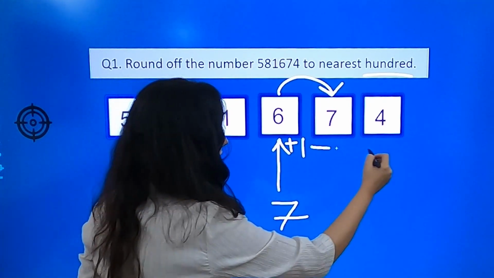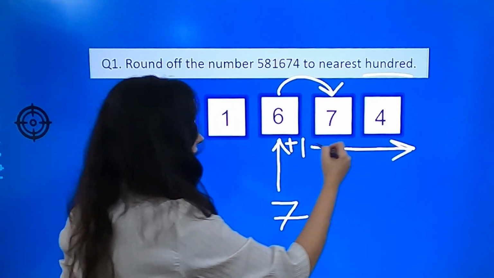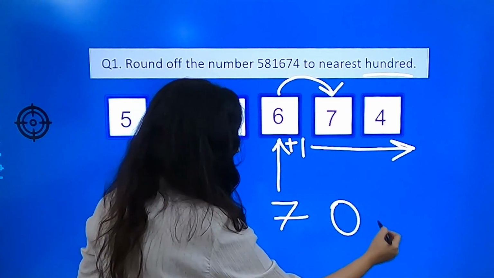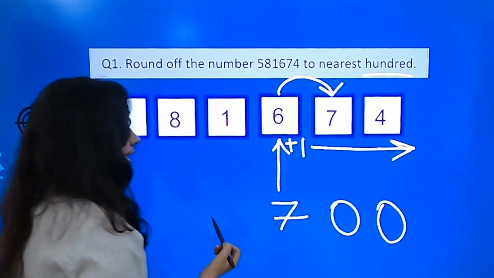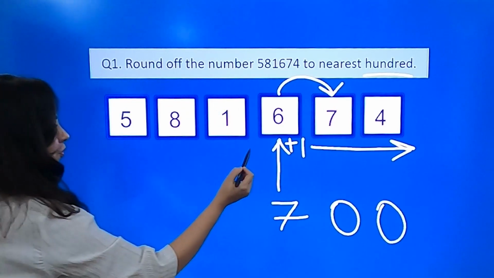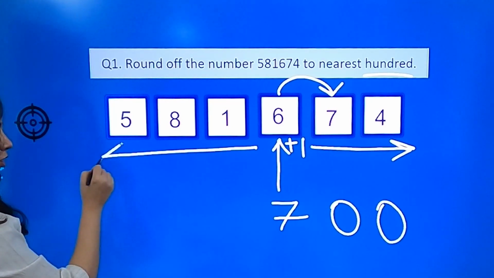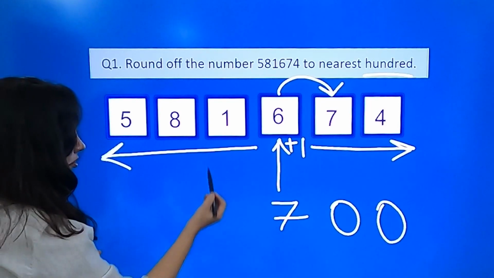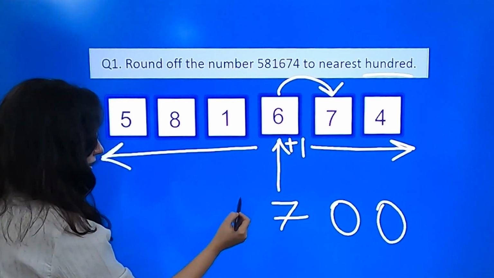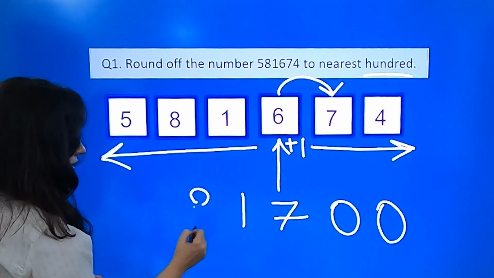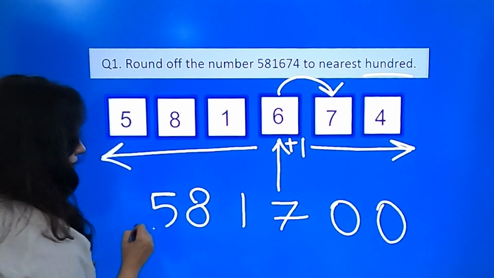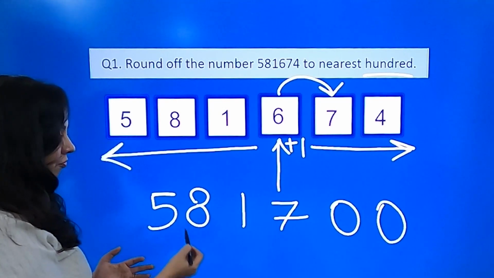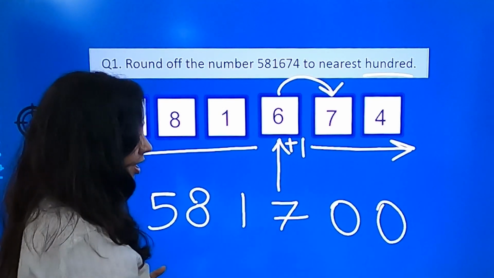Then all the digits which are lesser than our focus digit will become 0, 0. And all the digits which are on the left hand side of our focus digit, or we can say which are greater than our focus digit, will remain the same, 5, 8. So simple. After rounding off to nearest 100, our number became 5,81,700.